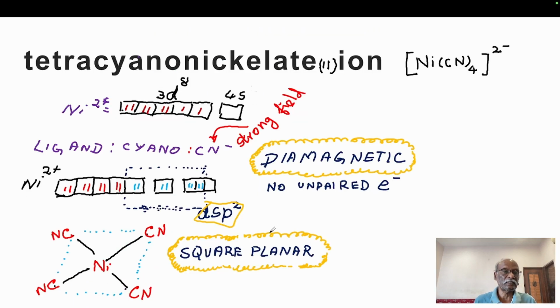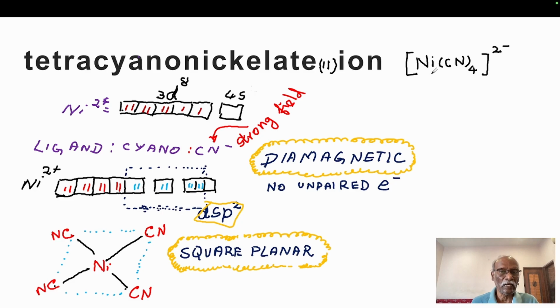Here is the first example, tetracyanonickelate 2 ion. This is the IUPAC name of this complex ion. This is represented by Ni(CN)4 with 2 minus as the net charge. Here nickel is the central metal ion. The 4 CN minus are said to be ligands.